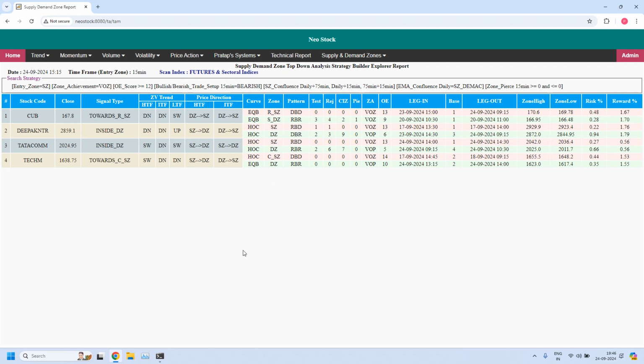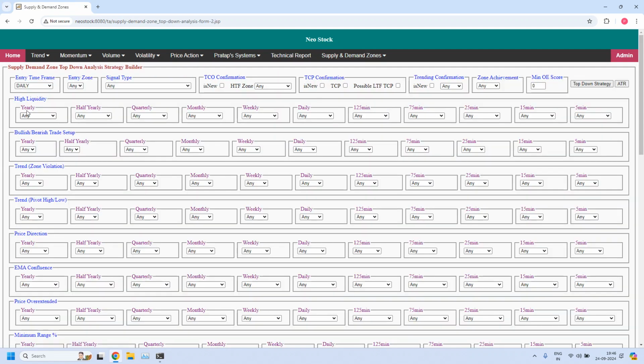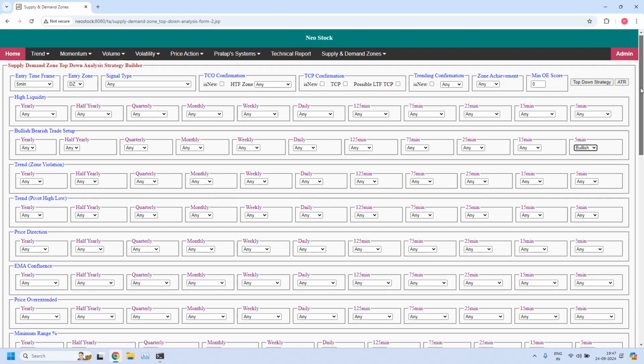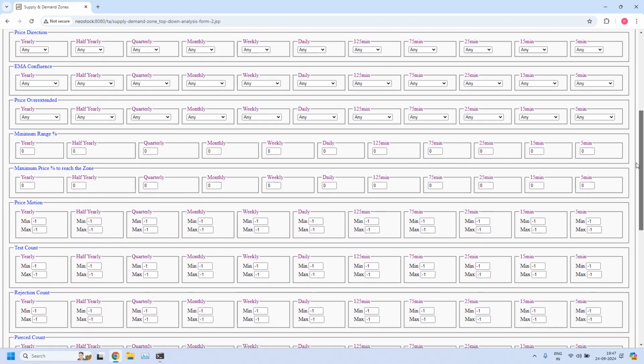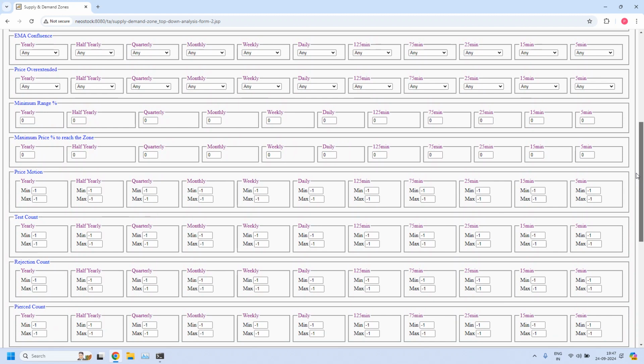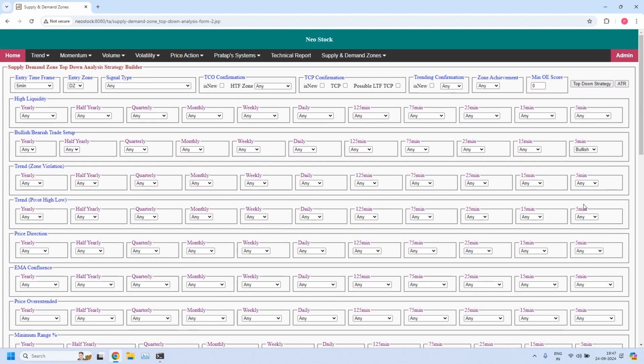Okay, this is about the daily income trade, bearish trade setup. Next, hourly income trade, entry time frame is 5 minutes. Entry zone is a demand zone. In bullish or bearish trade setup at 5 minutes, I am selecting bullish. And for the 5 minutes demand zone in the pierced count, it should not be pierced. So in the 5 minutes time frame, the minimum value I am setting 0, maximum value 0. That means zone is not pierced.